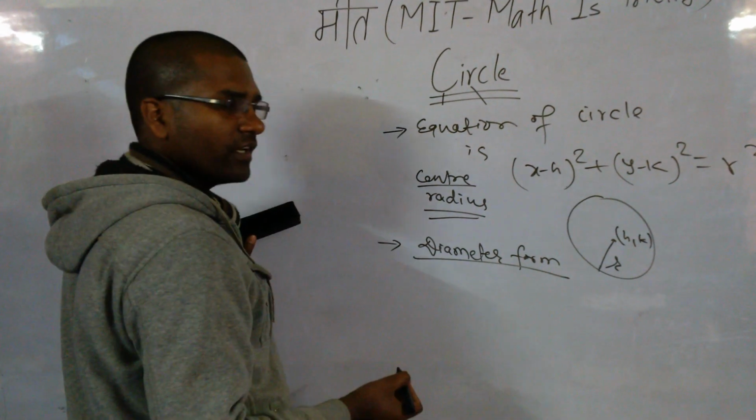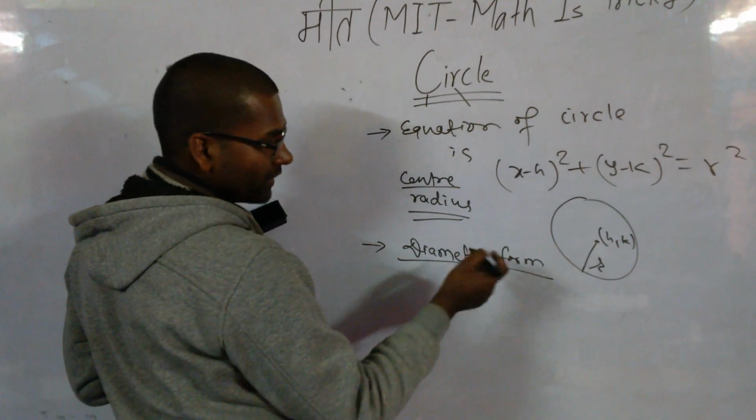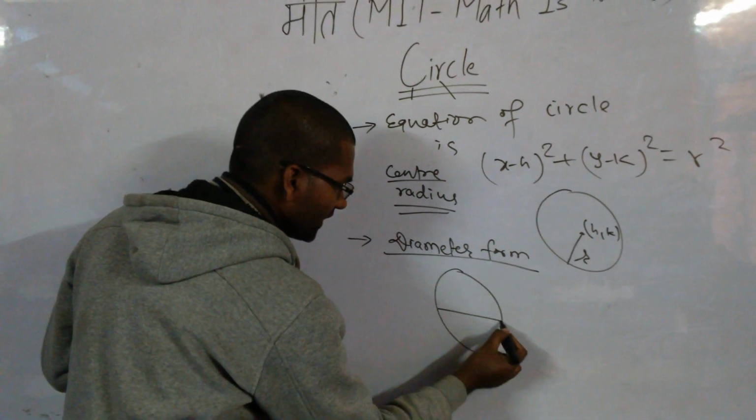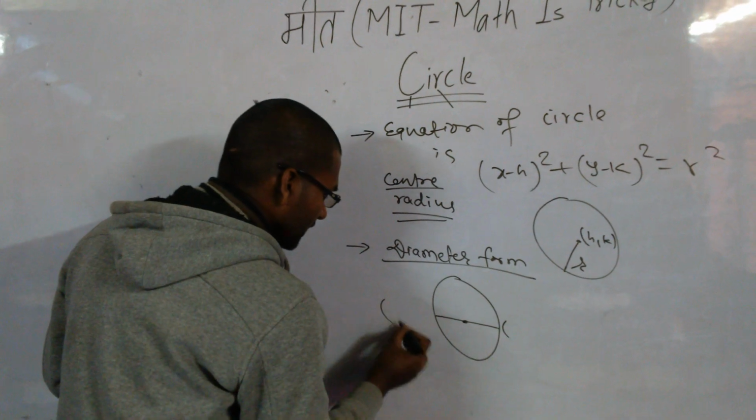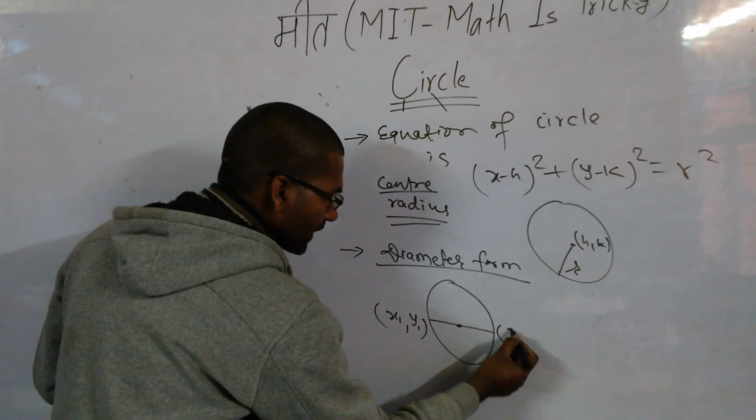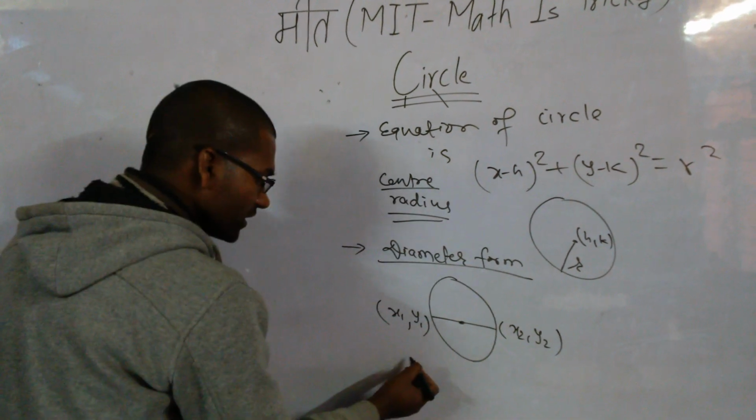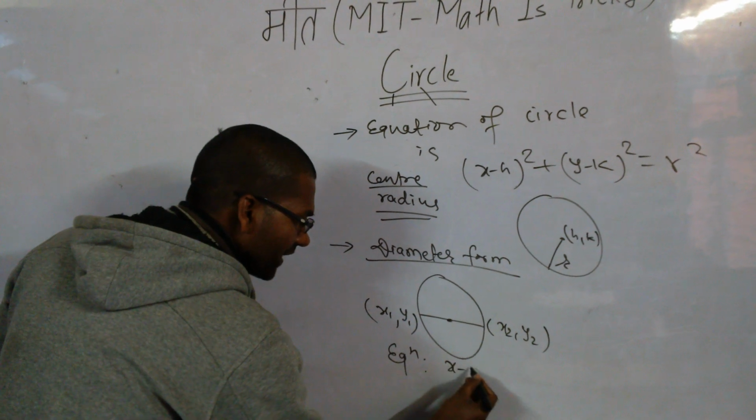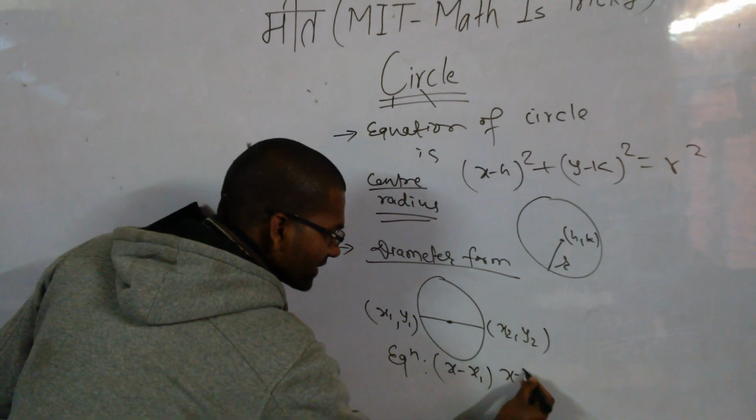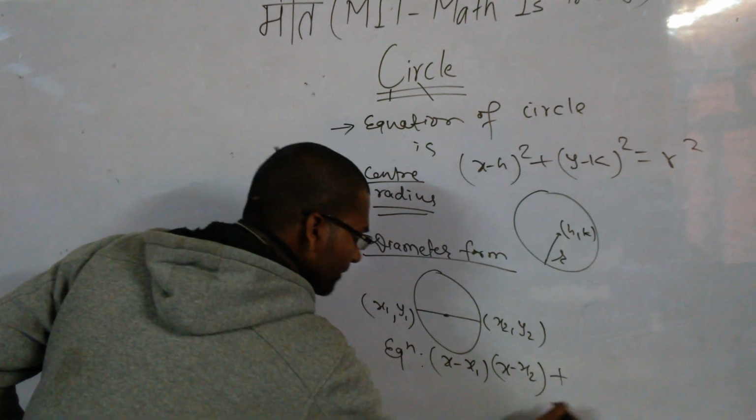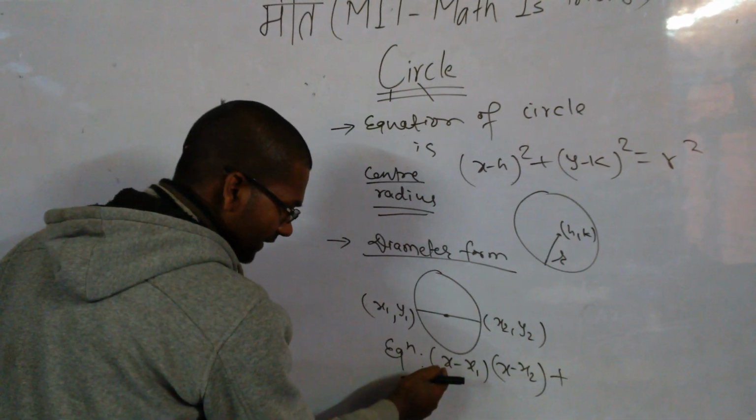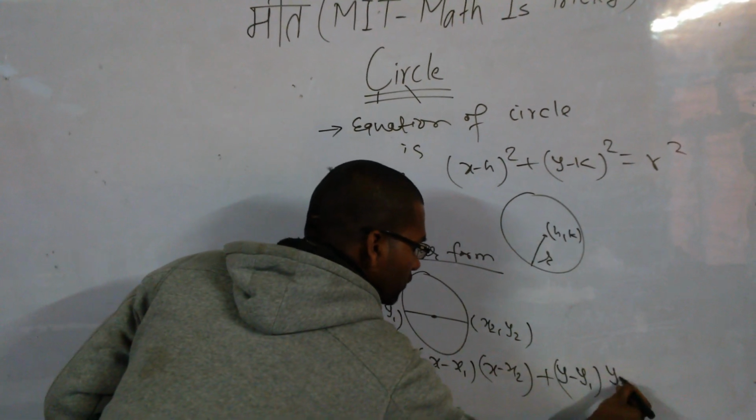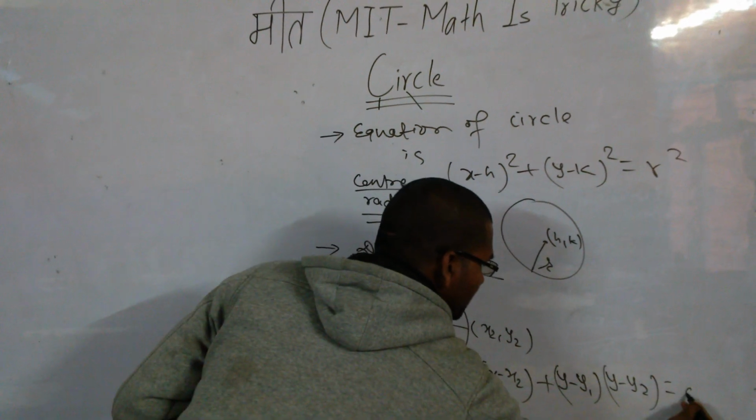This is the case when we use to find the equation of a circle with the ends of the diameter given. Let me explain here. Suppose this is a circle and its diameter ends are given here: x1, y1, x2, y2. Then in this case your equation will be simply (x minus x1)(x minus x2) plus (y minus y1)(y minus y2) equals 0.